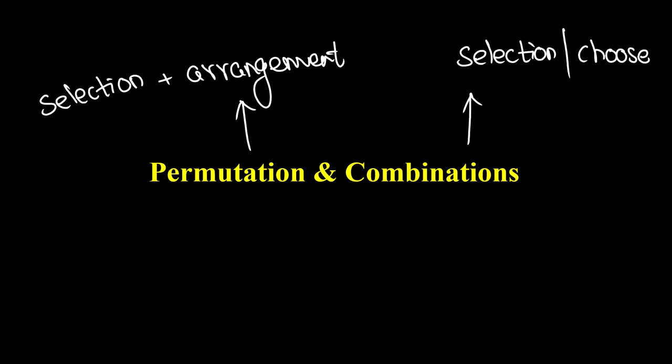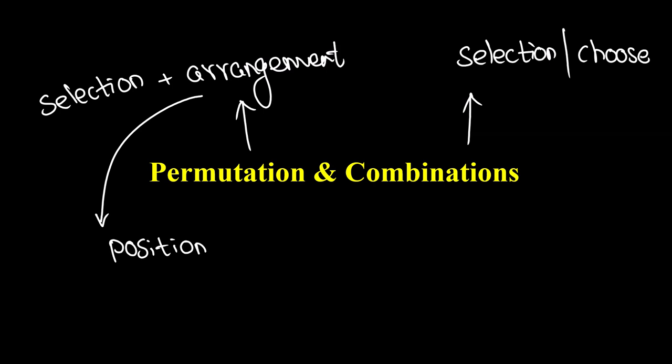In both, selection is happening. Why I'm stressing that word is, when you see a question with a word like select or choose, people apply combinations, because they know selection or choosing means combination. But please understand, even when there is the word selection, you can still apply permutations, because permutations has selection plus arrangement. So what is arrangement here? Arrangement means you are giving some position.